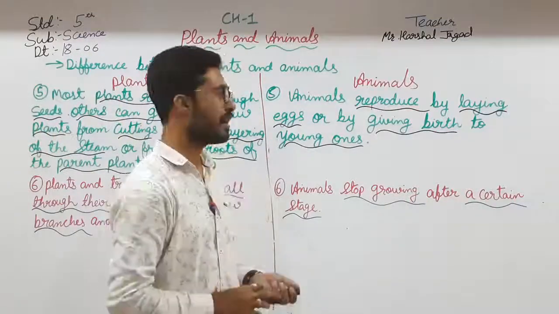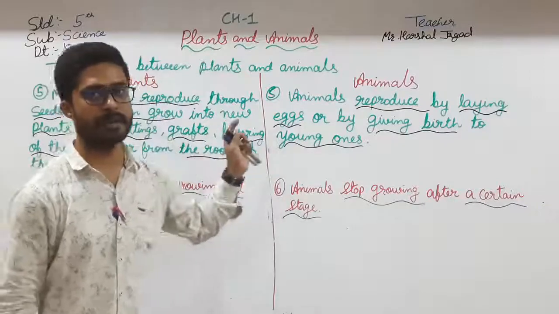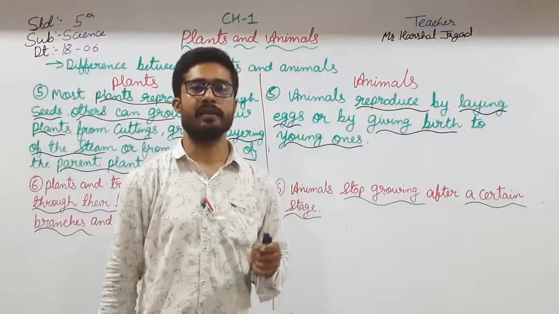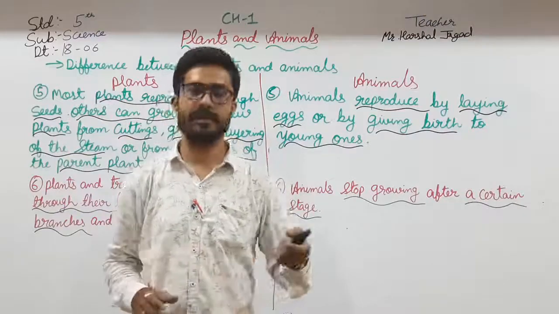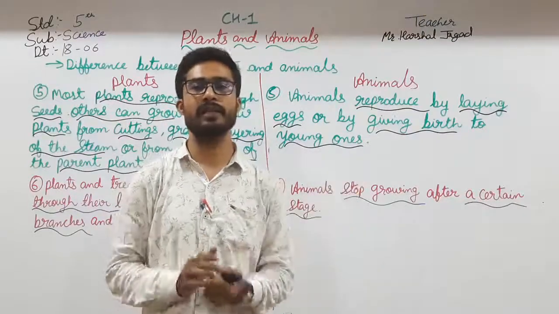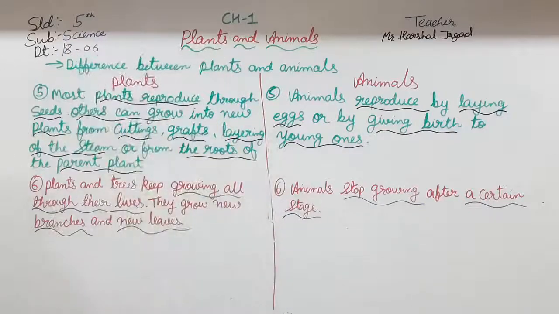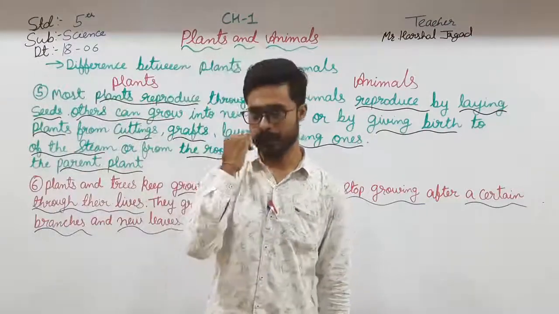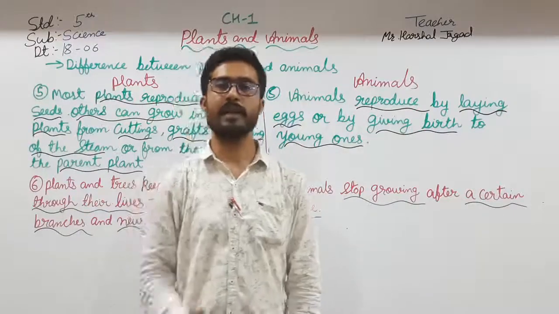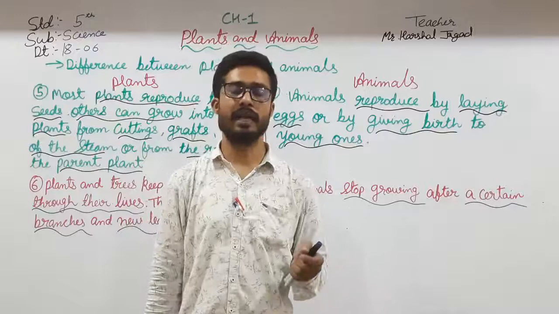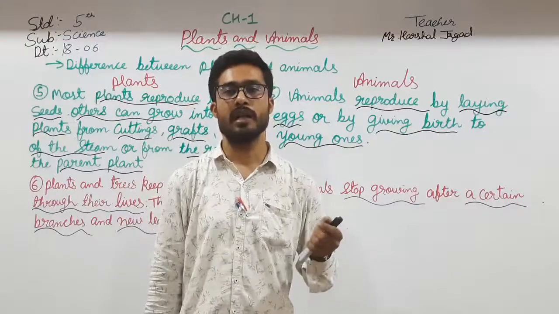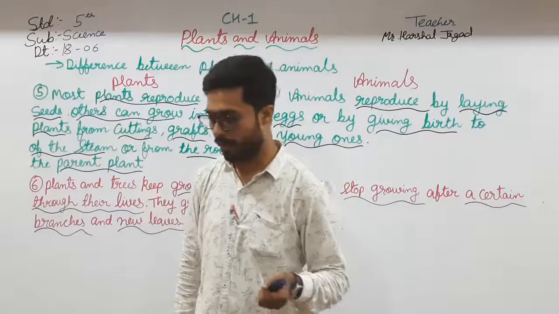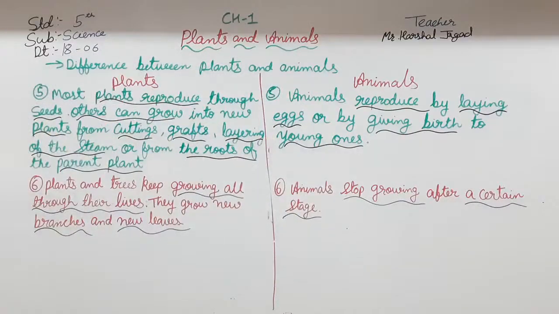Okay, students, so these are some of the differences between plants and animals. Now let us revise all the points from one to six. So the first point was how they breathe. The plants breathe through the tiny holes in the leaves, which are called stomata. Okay, and animals breathe through air holes, lungs, nose, and all that. And the second point was how they prepare food.